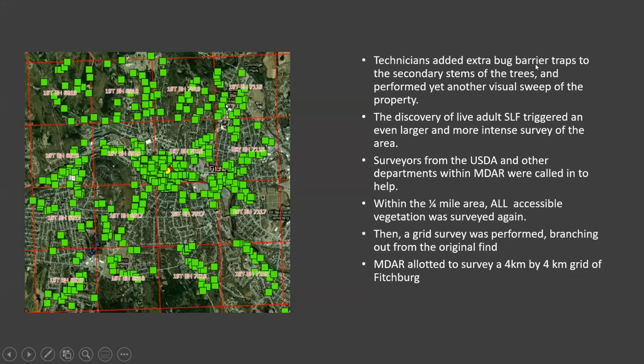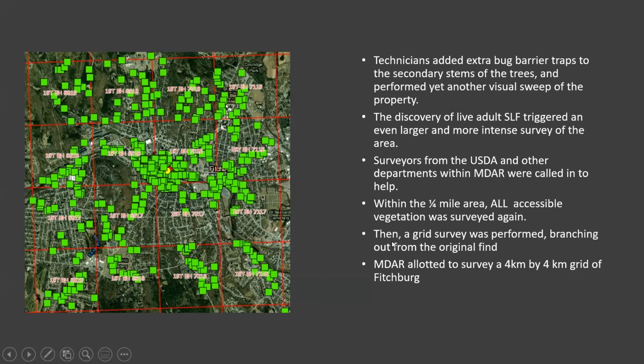So we added extra bugberry traps to our secondary stems. It was a multi-stem tree that was closest to the original report. And then we performed another visual sweep of the property. This triggered an even larger and more intense survey of the area. So surveyors from the USDA came out to help us, and we also had some other MDAR staff called in. We redid that quarter-mile delimitation, which you can see in the center here is very thick now with points.